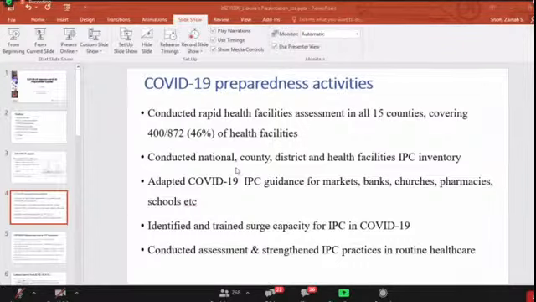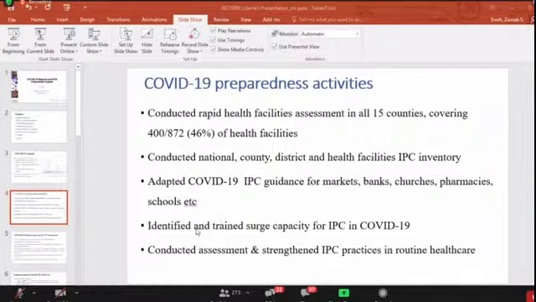We adapted several tools from WHO guidance documents, ranging from guidance documents for banking institutions, for pharmacies, for markets, for schools. We identified and trained surge capacity for IPC during the COVID-19. Those surge capacities that were identified were trained and deployed in Montserrado County to conduct monitoring and supervision in all of the healthcare facilities in Montserrado County. We also conducted assessment and strengthened IPC practices in the routine health care services.